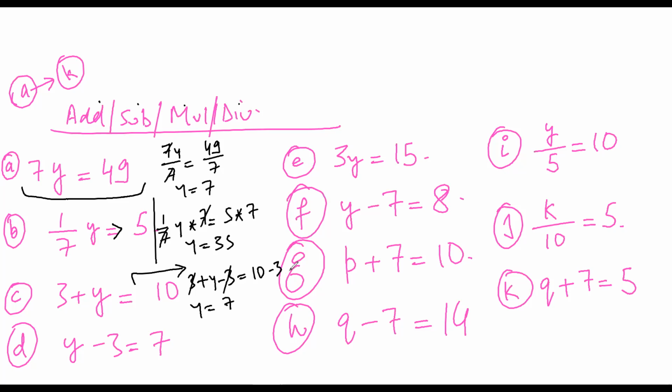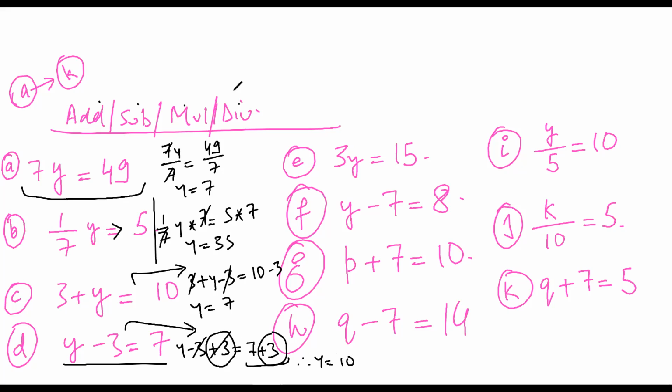No, sir. Okay, Mr. Sarthak, what did you do here in the D part? Over here I added. Shabash, what did you add? 7 and 3. You added 3 on both sides, no? Yeah, so you add 3 on both sides. And this 3 and this 3 cancel, 7 plus 3, therefore y is equal to 10. Mr. Satya, any doubt? No, sir.